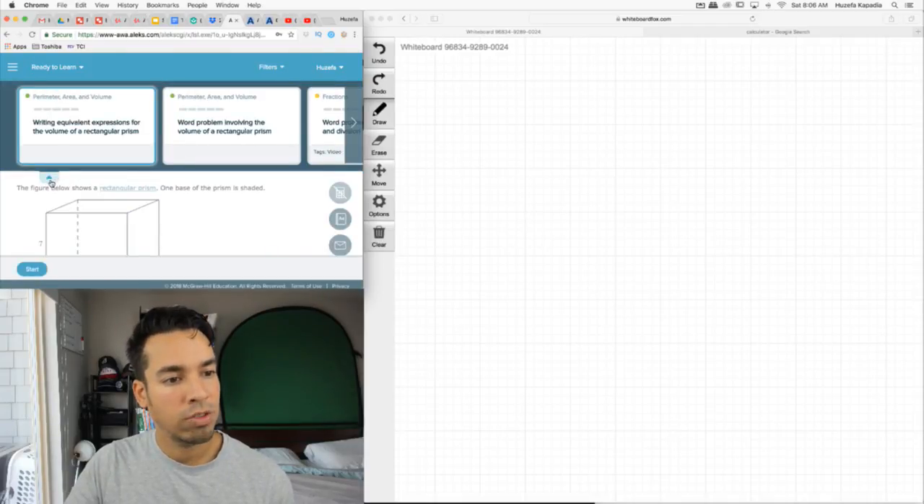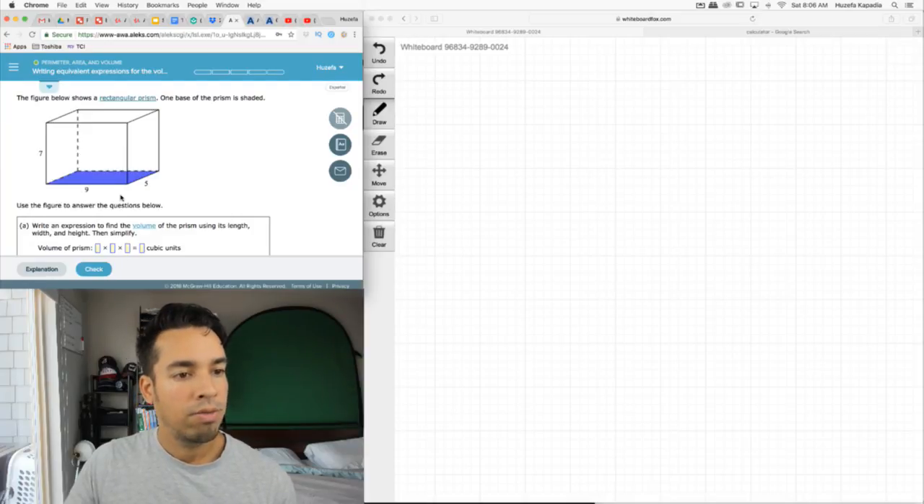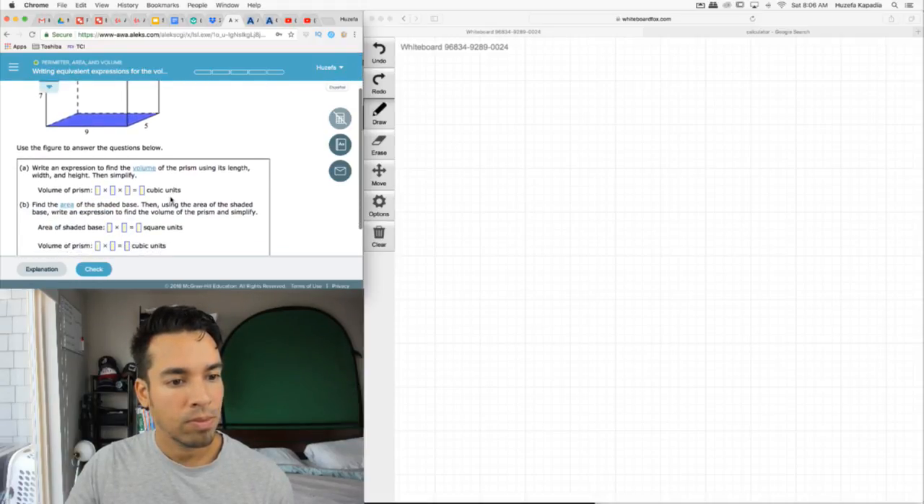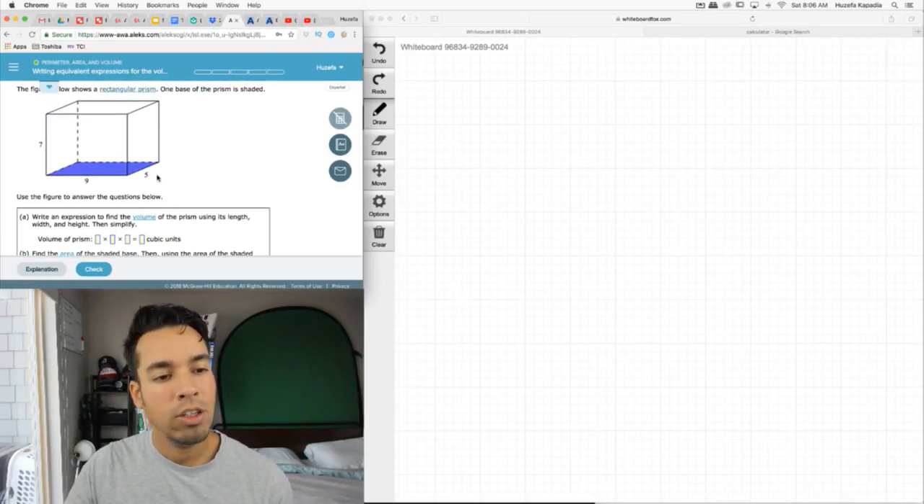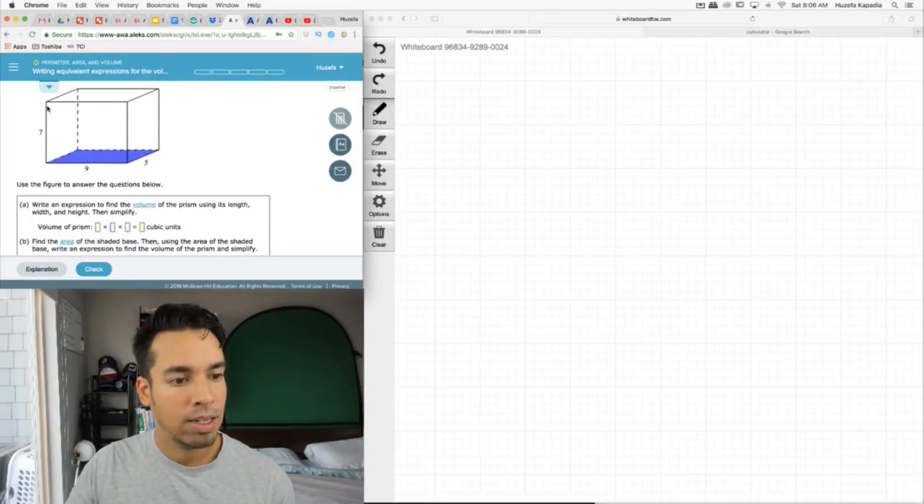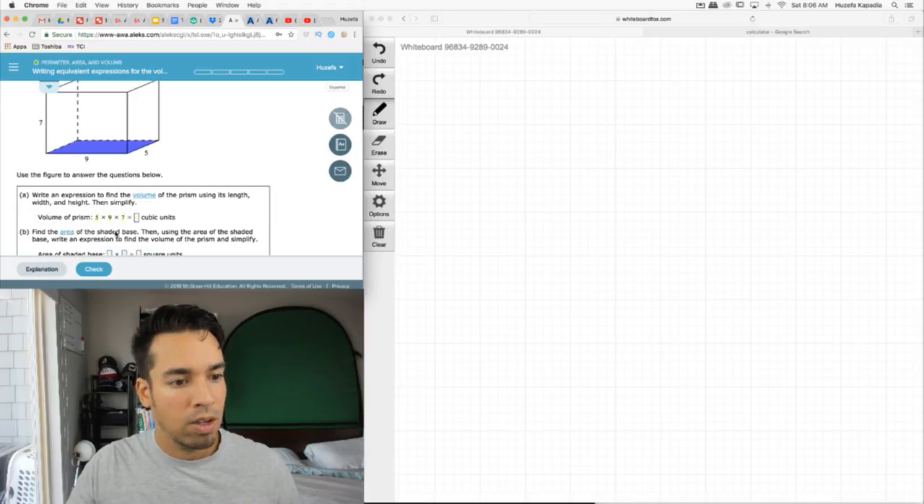Writing equivalent expressions for the volume of a rectangular prism. The figure below shows a rectangular prism. One base of the prism is shaded down here. So let's use an expression to find the volume. Here's the deal. We're talking about volume. All you got to do is take the 3 dimensions, unique dimensions of a rectangular prism, multiply them together, and you get the volume. So we got a 5, 9, and 7. So we got 5 times 9 times 7.